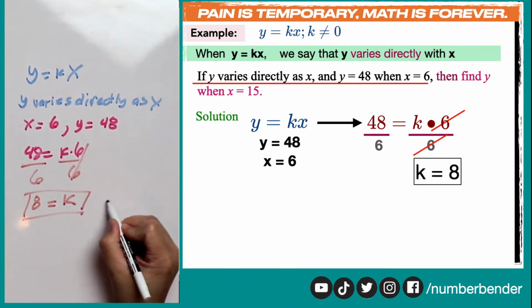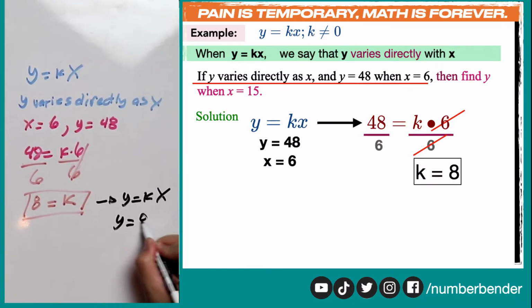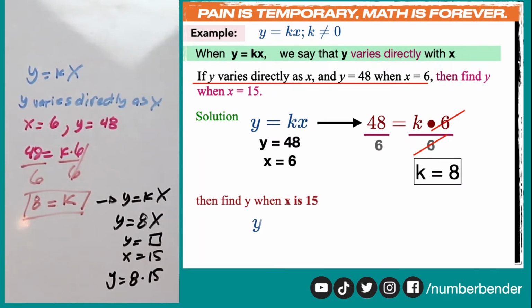our equation is now going to be, so from y equal to kx, our new equation will be y equal to 8 times x because this is the specific function that we produced based on our word problem. And to find the value of y when x is equal to 15, all you need to do is to replace x with 15 and you will find the specific value of y in this particular problem. And 8 times 15 is what you're looking for in this particular problem.